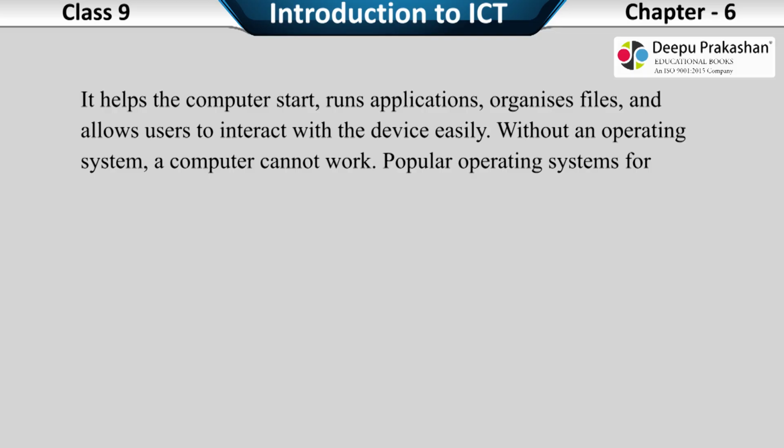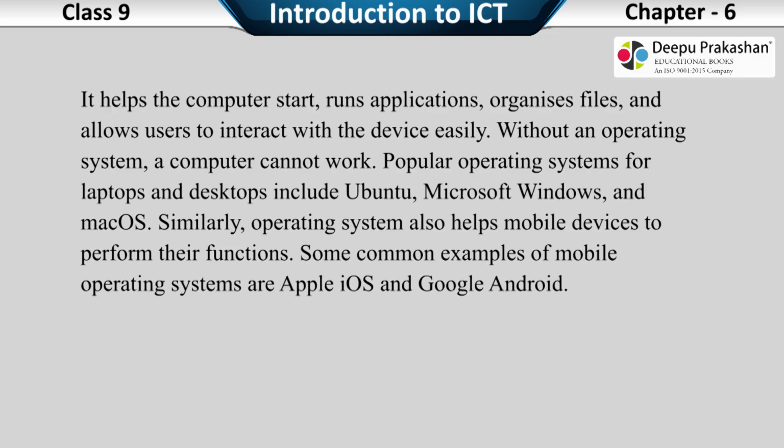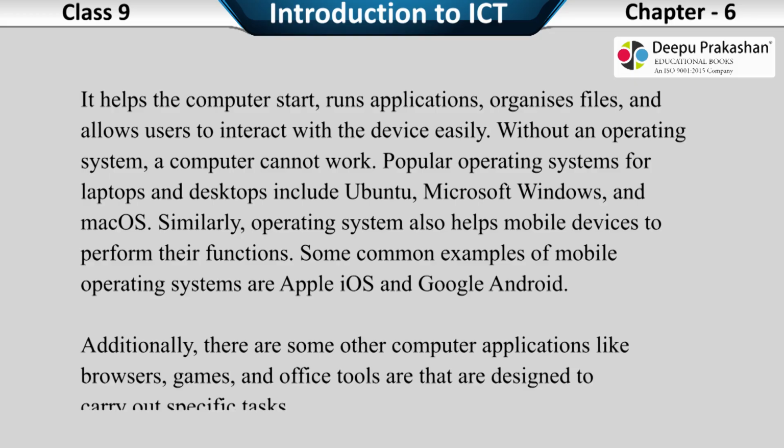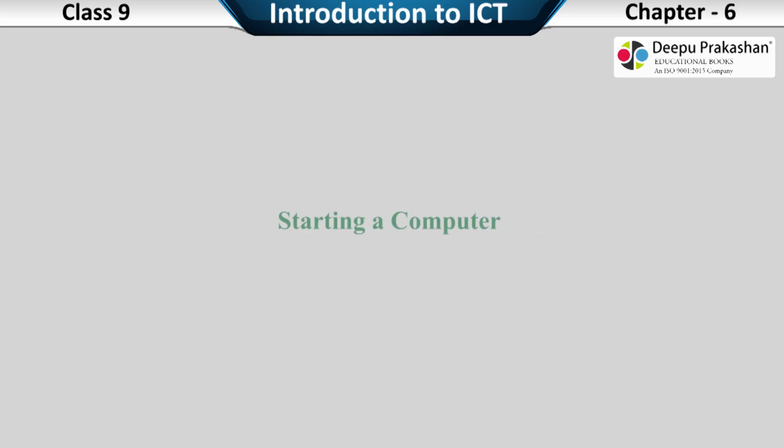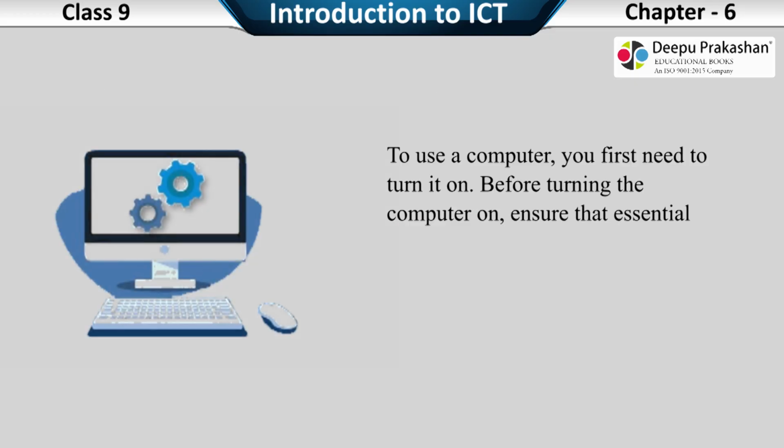Popular operating systems for laptops and desktops include Ubuntu, Microsoft Windows, and Mac OS. Similarly, operating system also helps mobile devices to perform their functions. Some common examples of mobile operating systems are Apple iOS and Google Android. Additionally, there are some other computer applications like browsers, games, and office tools that are designed to carry out specific tasks.